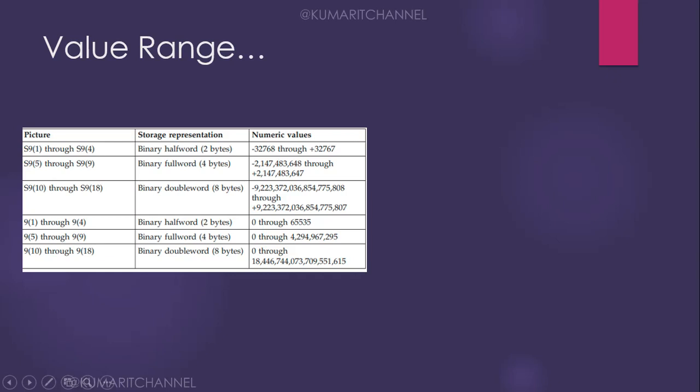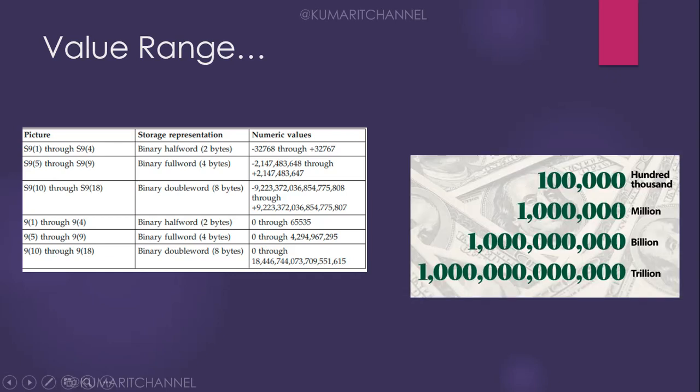And similarly for the half word, if it is an unsigned integer, 2, 4, 8, these are the ranges that we can use. Just to give you a reference: thousand, hundred thousand, million means 6 zeros, then billion, trillion. Can you connect anything here? We can pass $1 trillion here itself. It is more than a trillion, right? That is the value that we can store in these variables.